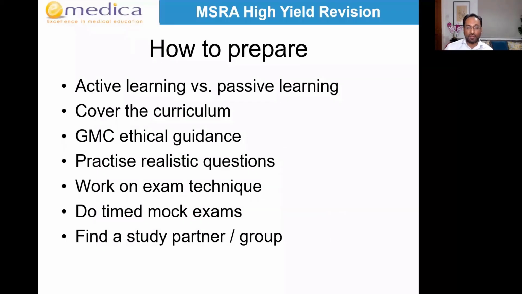So how can you prepare effectively? We already covered this earlier, right? That active learning is better than passive learning for long-term retention. But passive learning, reading, has its place. You want to allow enough time to systematically cover the whole clinical curriculum, make sure you've learned and understood how to apply the GMC ethical guidance.